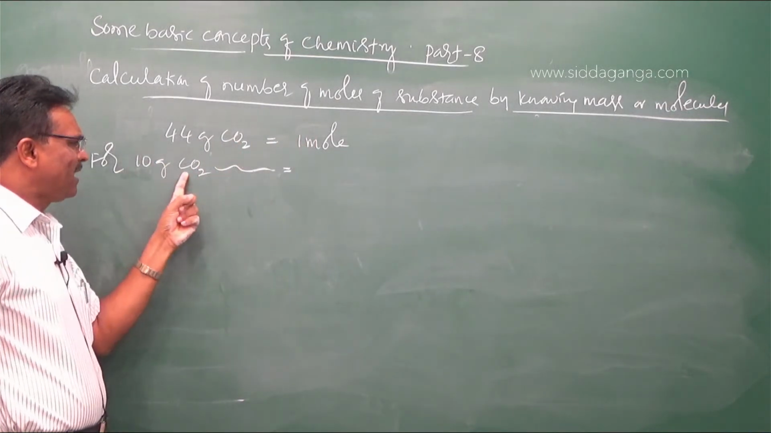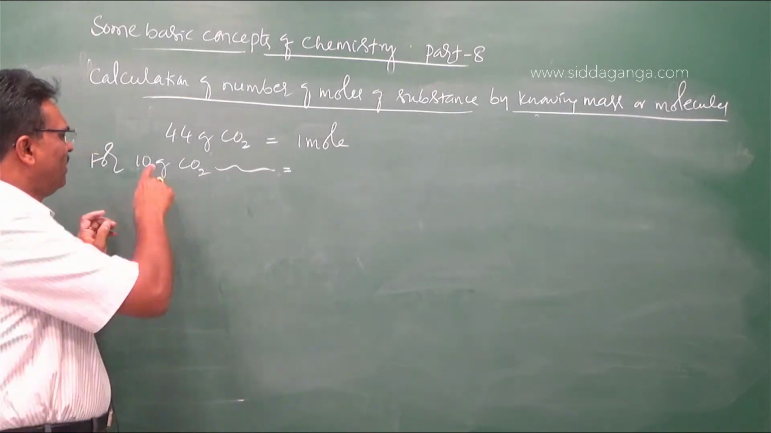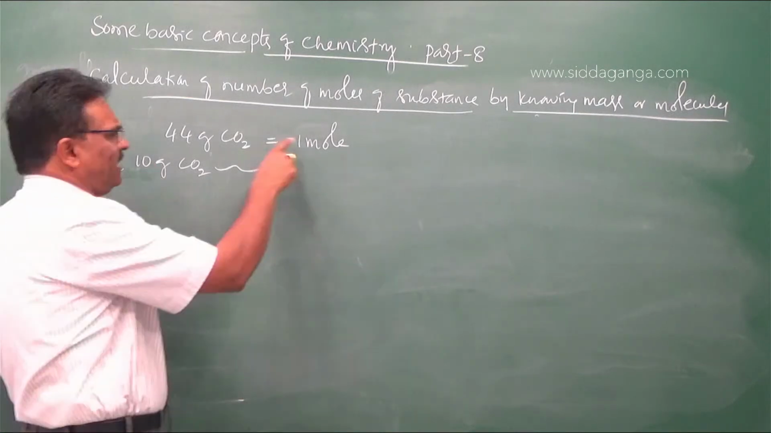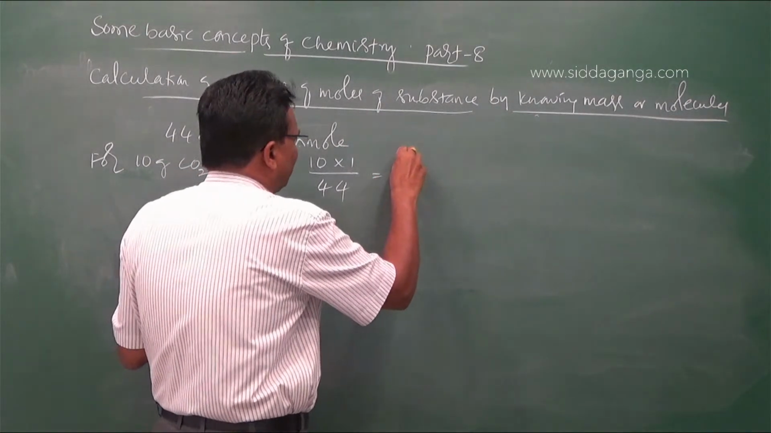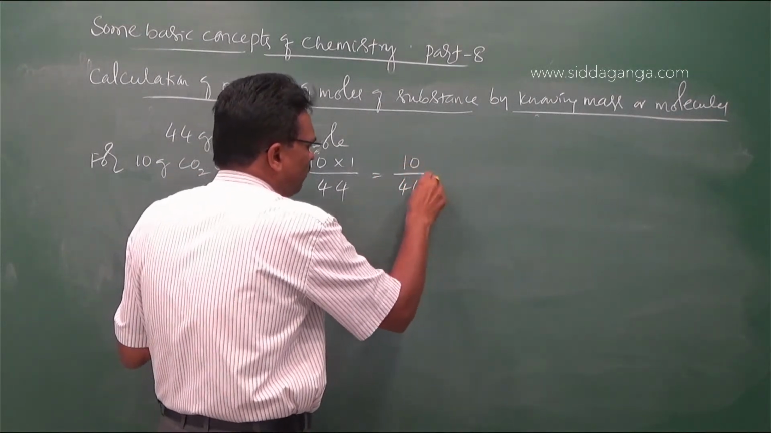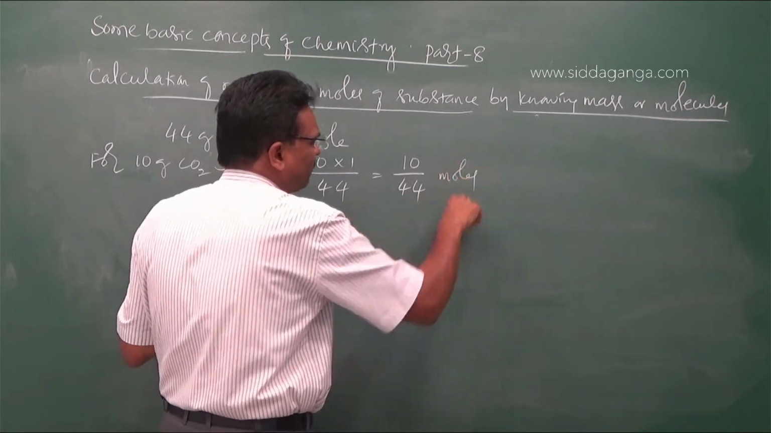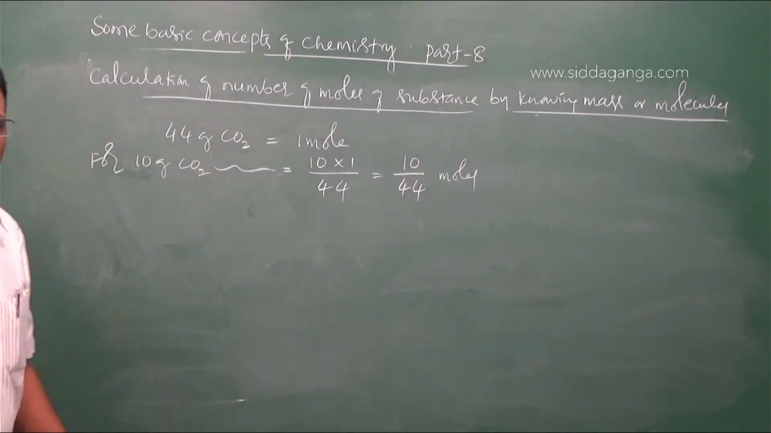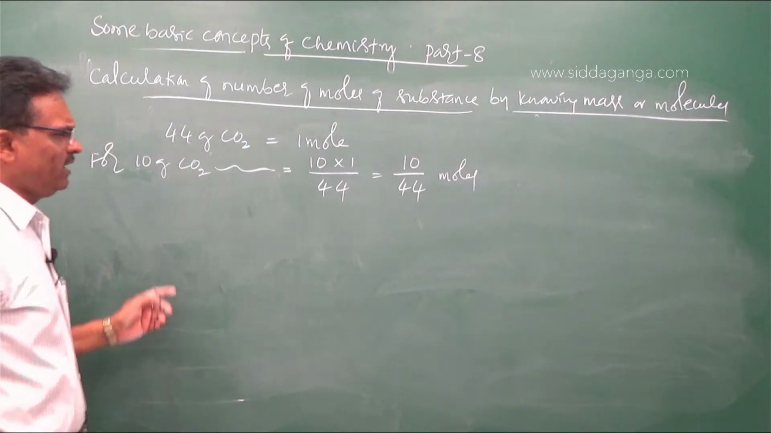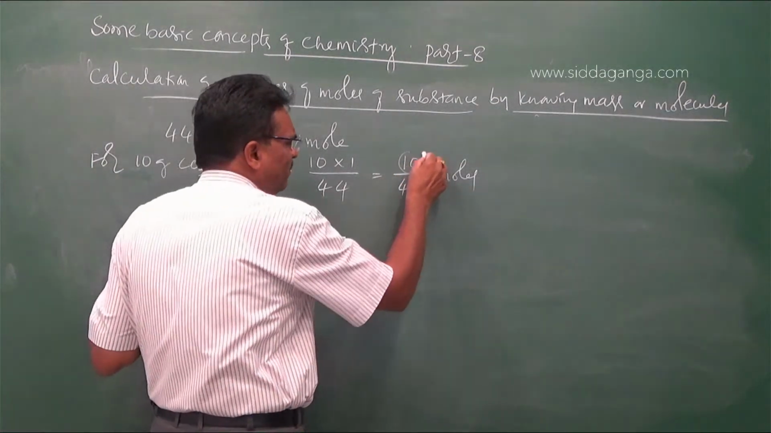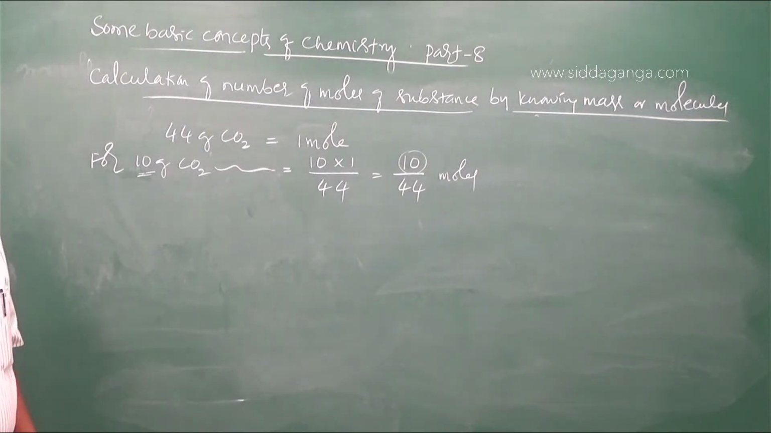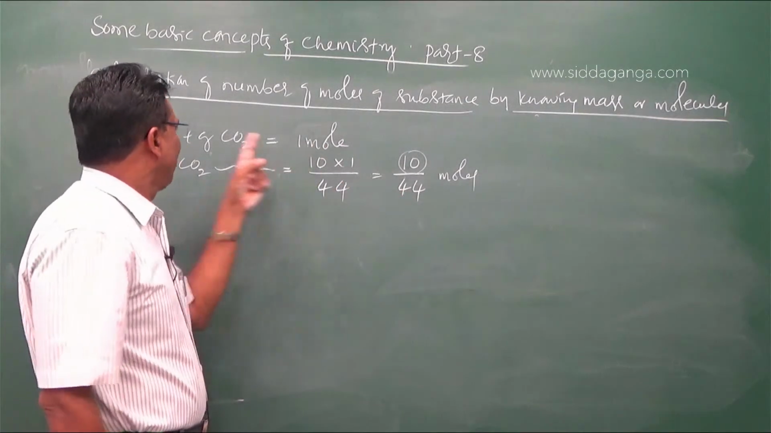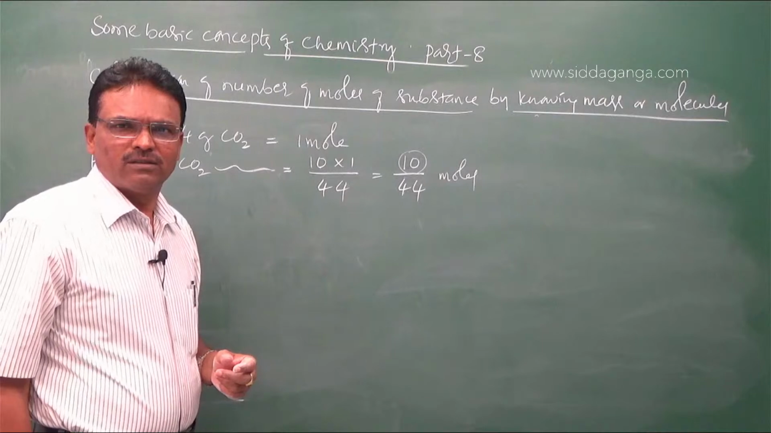So 10 gram carbon dioxide means how many moles? 10 into 1 divided by 44. It is equal to 10 divided by 44 moles. So here 10 is the given mass, and 44 is the molecular mass.